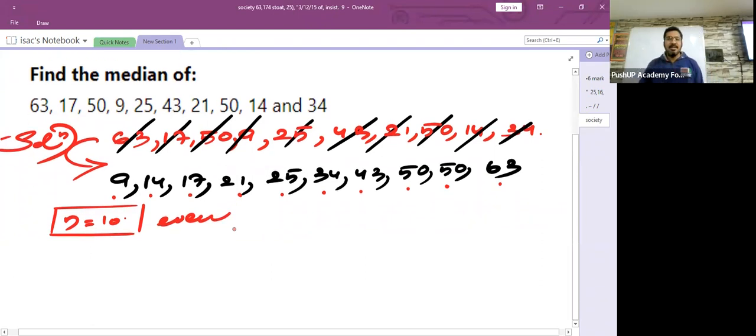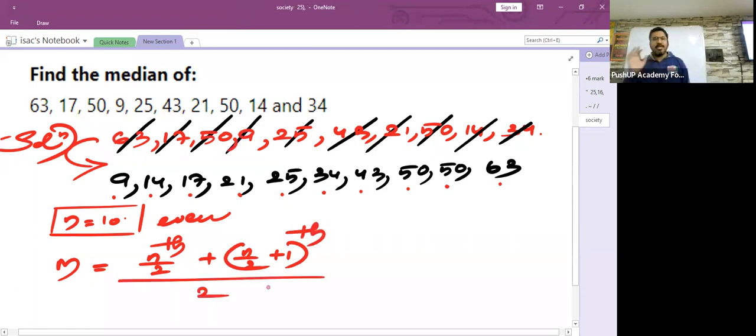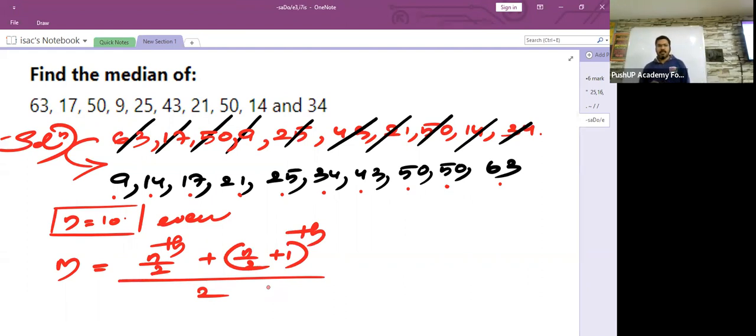Very simple, children, it is. I'm going to write a formula for you. Kindly note it down. And then I will explain how to memorize the formula and then apply it. Okay, the formula is n by 2th term plus n by 2 plus 1th term, whole divided by 2. Note it down and then I will explain it. n by 2th term plus n by 2 plus 1th term, whole divided by 2.